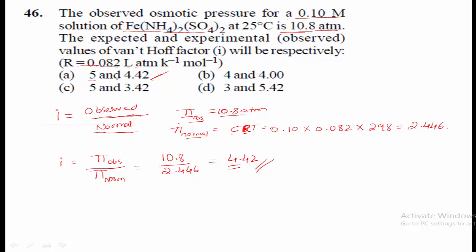If you want to find the expected value, just observe the formula. This compound dissociates into Fe ions, ammonium ions and sulfate ions: 2 sulfate ions, 2 ammonium ions and 1 Fe ion. So totally 5 ions are produced, and hence the i value would be 5. So by simply observing the formula of the compound, you can say the expected value of i is 5, that is 1 plus 2 plus 2. And when you calculate it experimentally, you will get 4.42. Therefore, option A is the correct one.